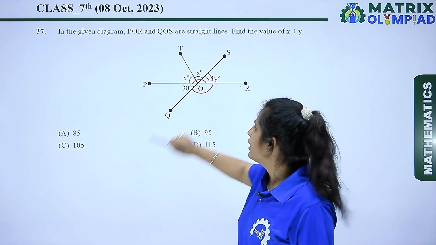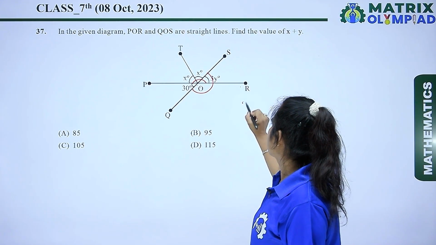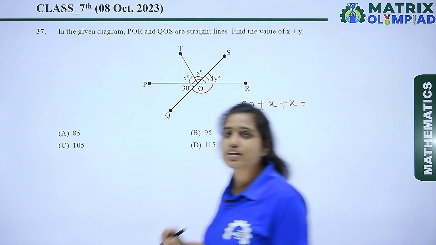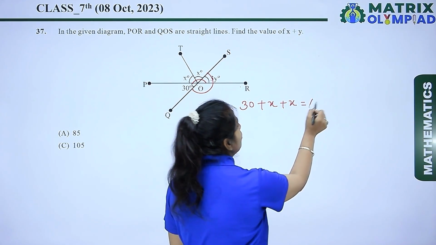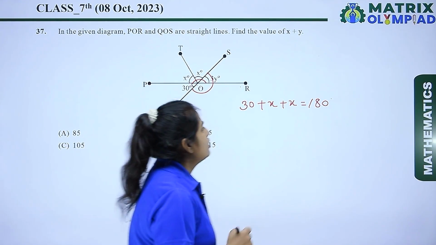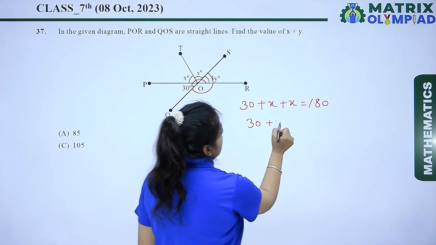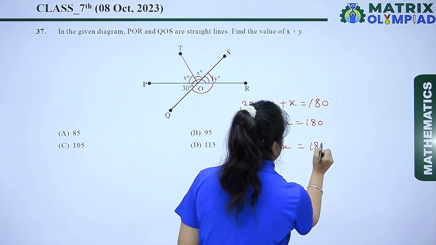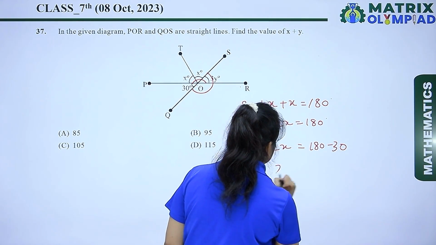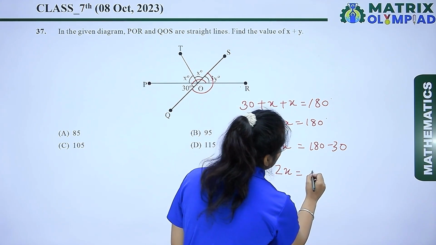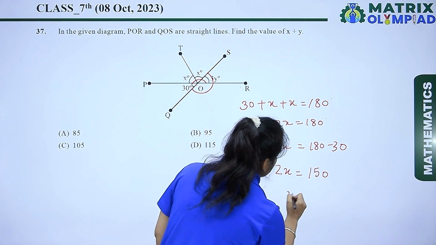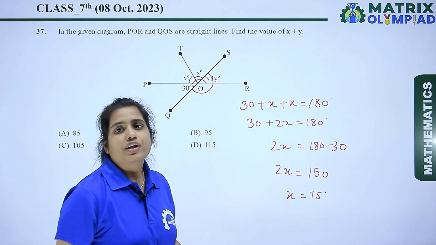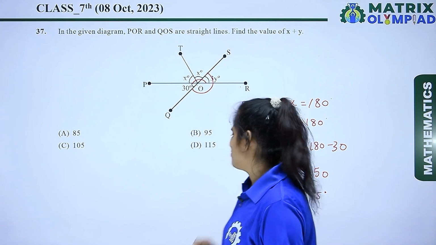QOS हमारी लाइन स्ट्रेट है. Let's take the advantage of this. We get 30 plus x equal to, स्ट्रेट लाइन है तो एंगल कितना होगा? 180 डिग्री. So here, 30 plus 2x equal to 180 degree. 2x is equal to 180 minus 30. 2x is equal to 150. X is equal to 75. So we got the value of x, that is equal to 75.